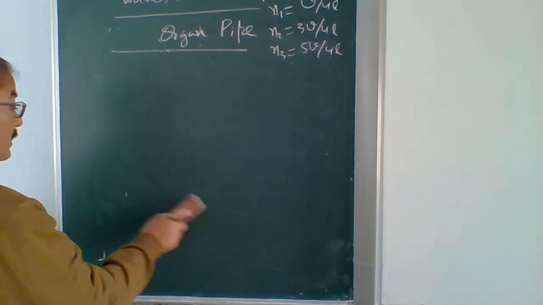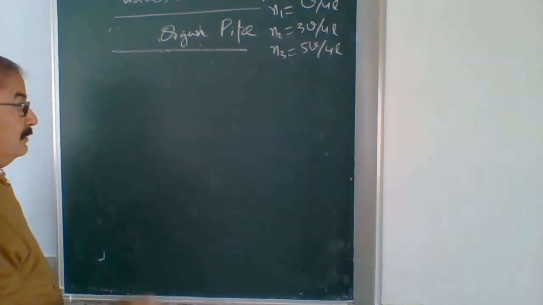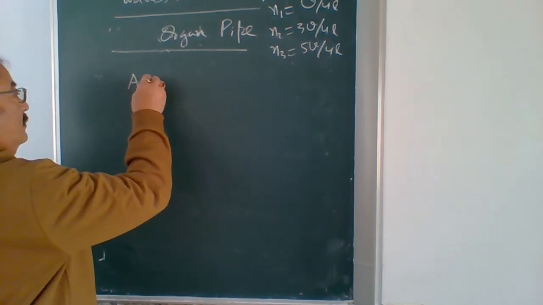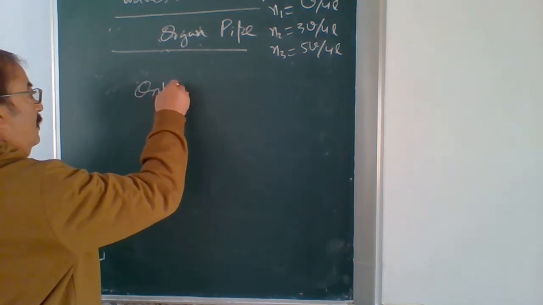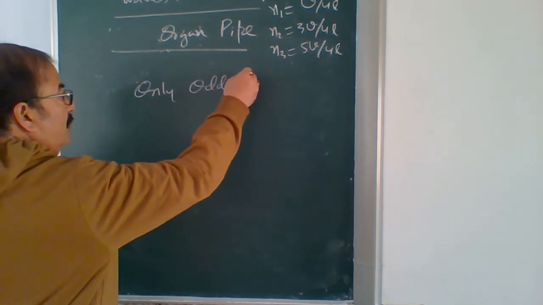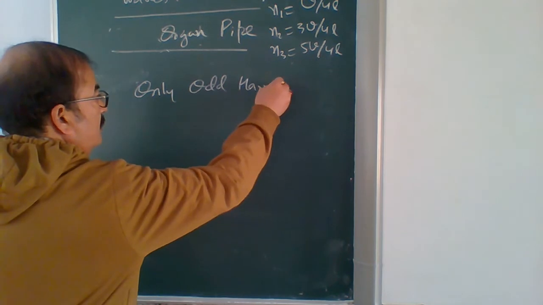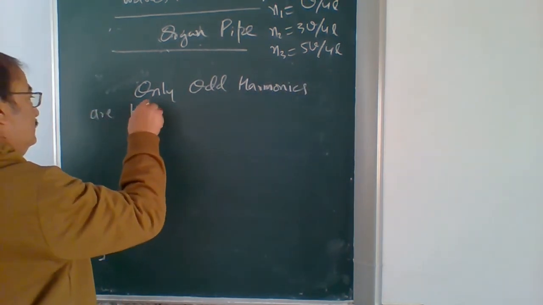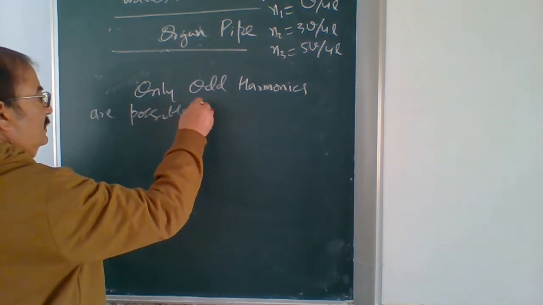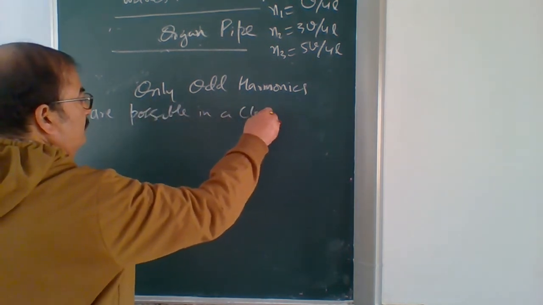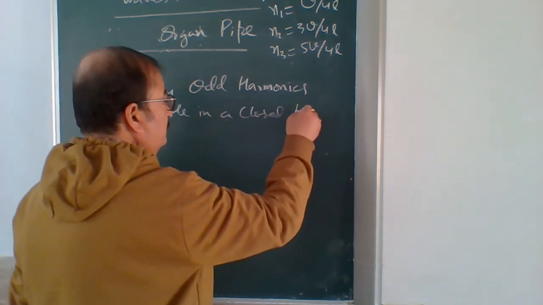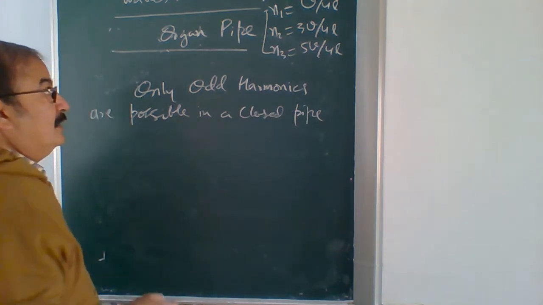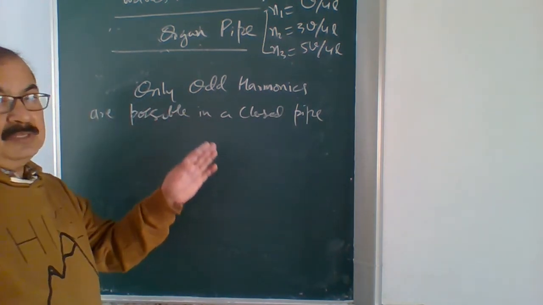Okay, one thing before we complete the closed organ pipe, one thing we can very easily conclude: only odd harmonics are possible in a closed pipe. N1 is to N2 is to N3, that is 1 is to 3 is to 5. So only odd harmonics are possible in closed pipe.